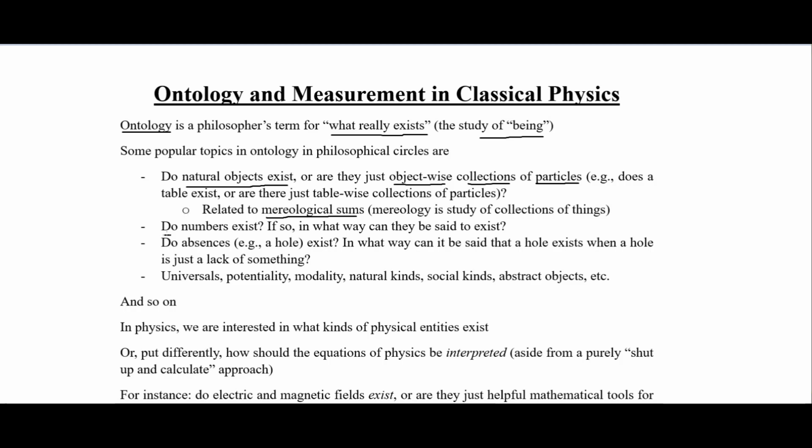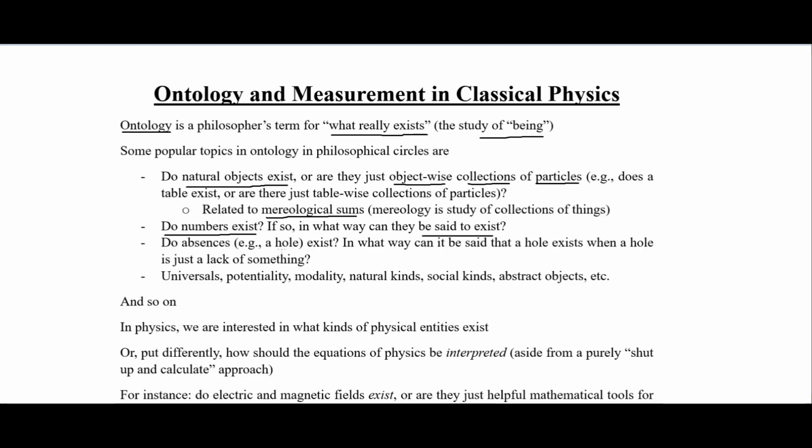Another one is, do numbers exist? It's pretty easy to say that if I have two things in front of me, then that is an instance of two existing. But this is more in the abstract sense. Do numbers, even ones not instantiated by anything, actually exist? Is there some sort of Platonic realm of forms where abstract numbers exist in some way? And if so, in what way can they be said to exist?